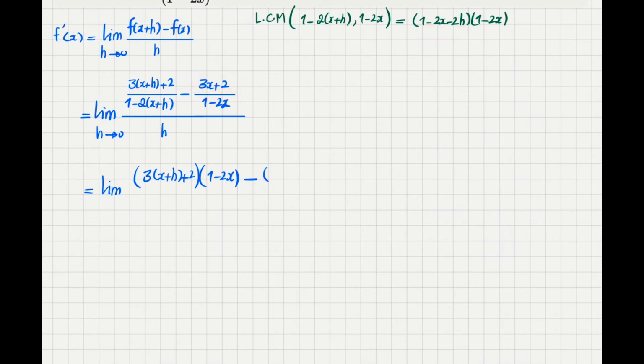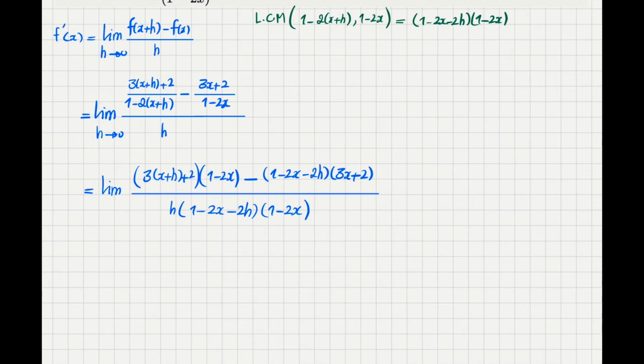So then it becomes 1 minus 2x minus 2h multiplied by 3x plus 2, and then the whole expression should be divided by h multiplied by this LCM. So this becomes h multiplied by 1 minus 2x minus 2h multiplied by 1 minus 2x. Okay? And then h goes to 0.